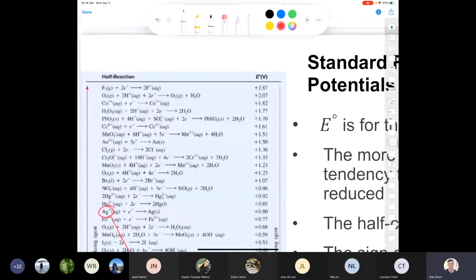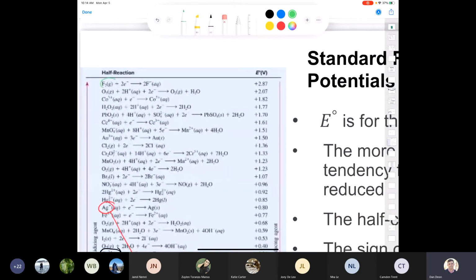So you can see that since fluorine is the king of the castle, right? Fluorine is really happy to be reduced. That means fluorine is going to oxidize anything. So fluorine is a super strong oxidizing agent. In fact, it's the strongest one on this table.